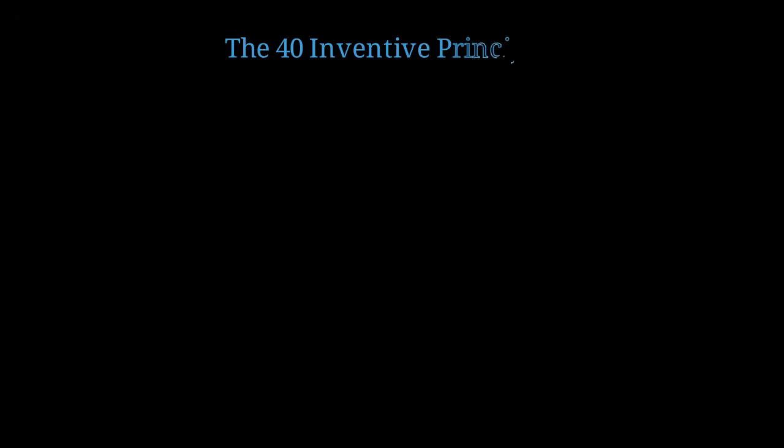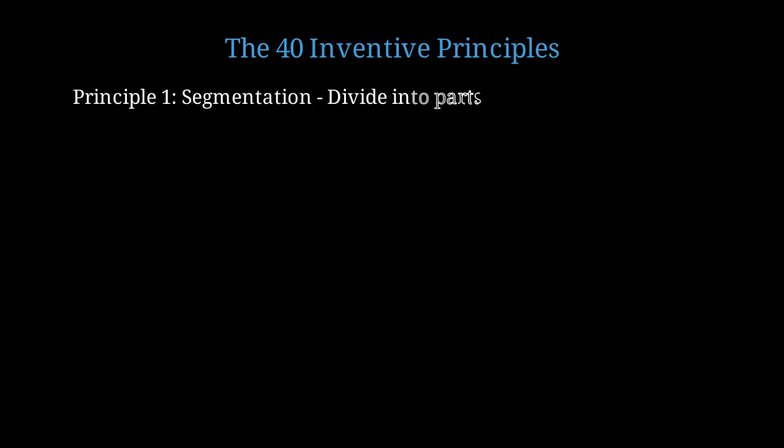One of the core tools in TRIZ is the 40 Inventive Principles. These are 40 strategies that have been used repeatedly across different fields to solve contradictions and generate innovative solutions. Let's explore some key principles. Principle 1 is segmentation. Divide an object into independent parts or make it sectional for easy assembly and disassembly.